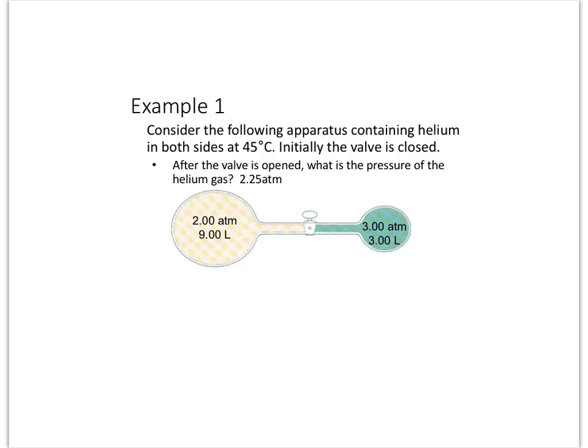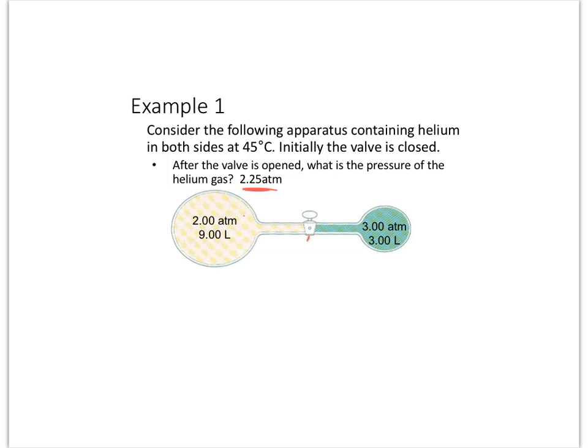Mathematically, I'm going to get you through a couple examples here. Consider the following apparatus containing helium on both sides. Initially, the valve is closed. After the valve is open, what's the pressure of the helium gas? This is the answer we're shooting for. So we have a stopper here. There's a couple different ways to solve this problem, and I will walk you through both of them.